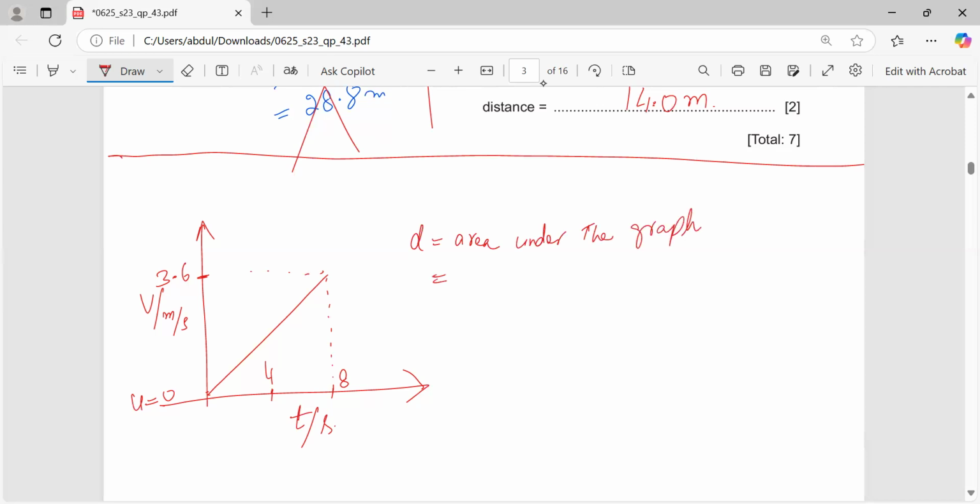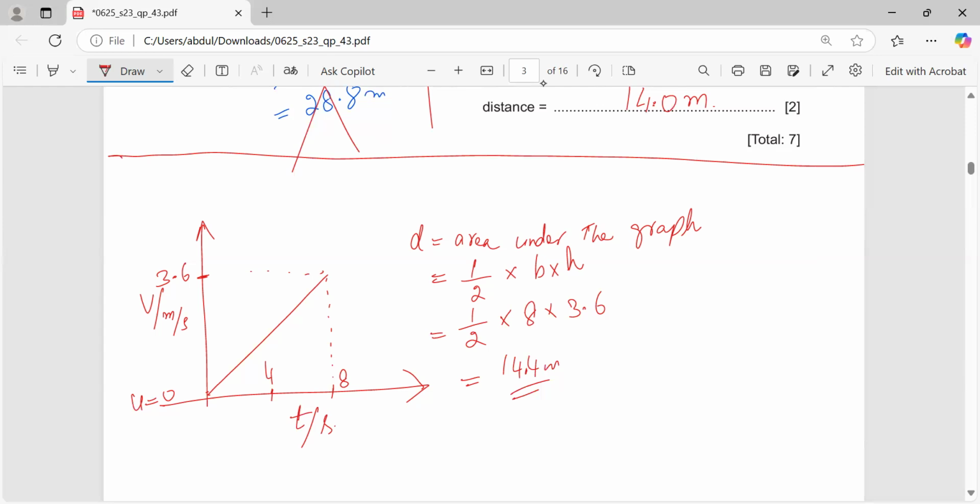And in this case, Mariam and Mohammed Tariq, it is 1 over 2 times base times height. So this is 1 over 2 times the base, which is 8, and the height, which is 3.6. And when you simplify, it will be 14.4 meters. Are you doing just 8 times 3.6? No, not at all.